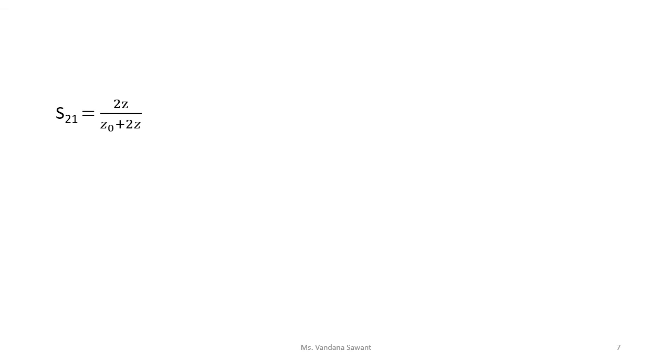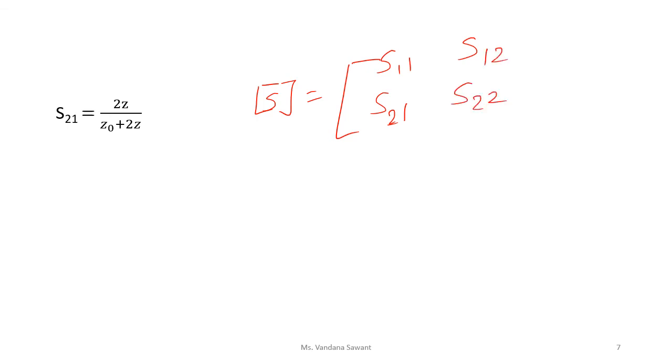Now we need to write down a generalized matrix for this network, that is a two-port network. The input is given at port 1, output available at 1; input is given at 1, output available at 2; input is given at 2, output available at 1; input is given at 2, output available at 2. So this is the generalized S parameter matrix.